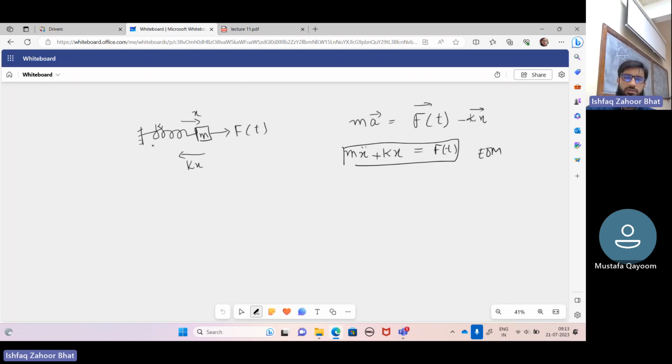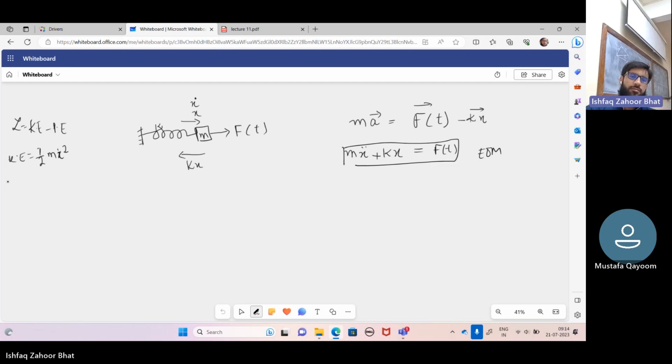So let's solve this using the Lagrangian, and see if we can get this same equation or not. Now the Lagrangian, we know, is kinetic energy minus potential energy. What is the kinetic energy for this mass? At any time it will have some x position and some x dot velocity. So the kinetic energy will be equal to one half m x dot square.